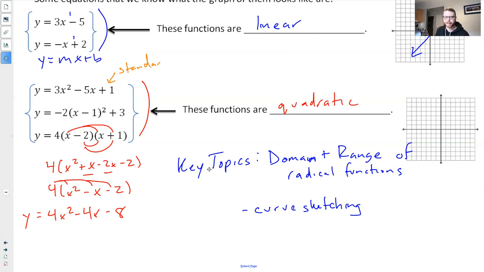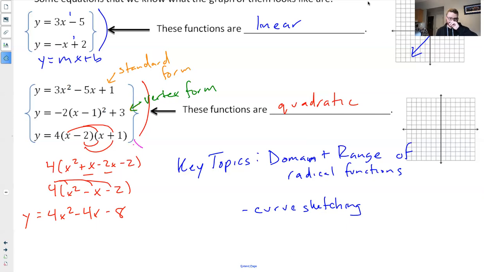And when we are in factored form, we are able to easily identify the zeros or the roots of the equations. Those are the values that will set our equation equal to 0, or y equal to 0, which is what we will find at the x-intercepts. Our y is 0 at our x-intercepts.